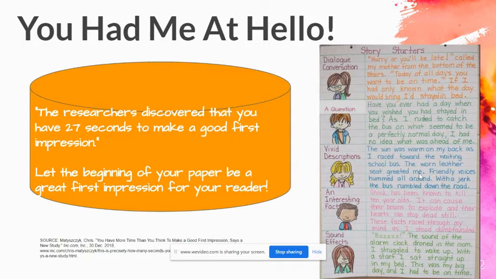An interesting fact. Now, I think this is kind of interesting because it's not necessarily a fact.